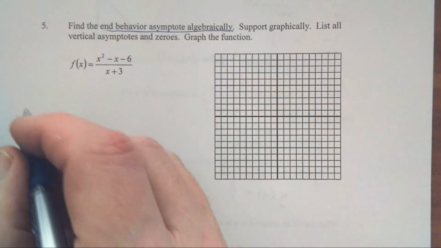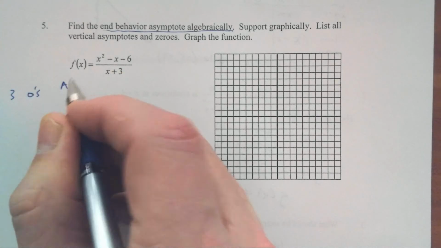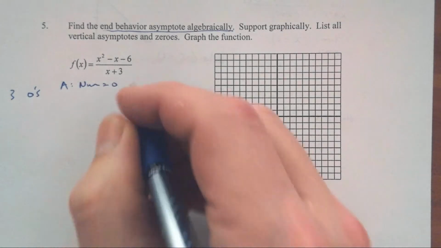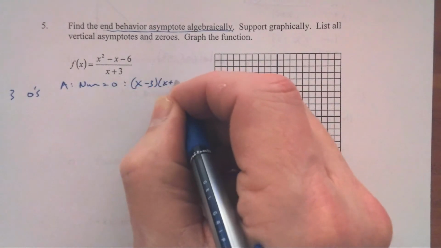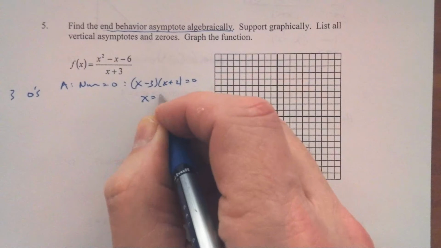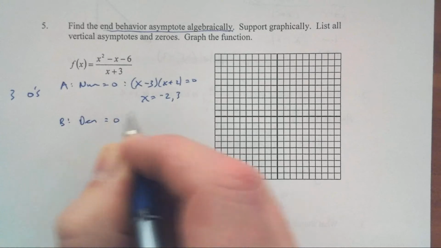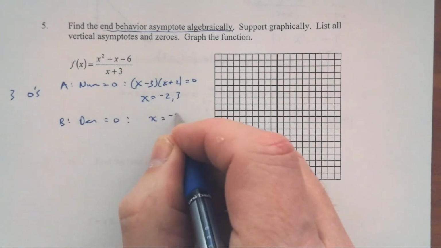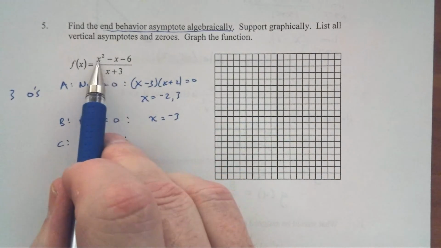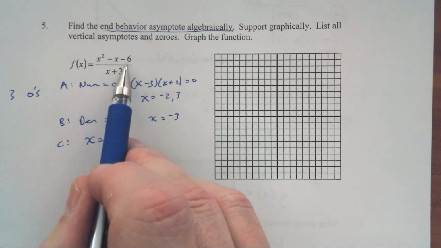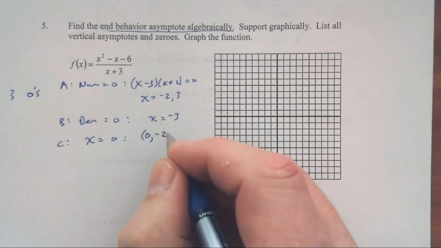But my graphing process, I do the 3 zeros. A. I set the numerator equal to 0. And that gives me, numerator is x minus 3 times x plus 2 equals 0. That's x equals negative 2 and 3. B. I set the denominator equal to 0, and that gives me x equals negative 3. C. I set x equal to 0, and that gives me 0, negative 6 on 3. That means when I put in 0, I get negative 6 on 3, negative 2.